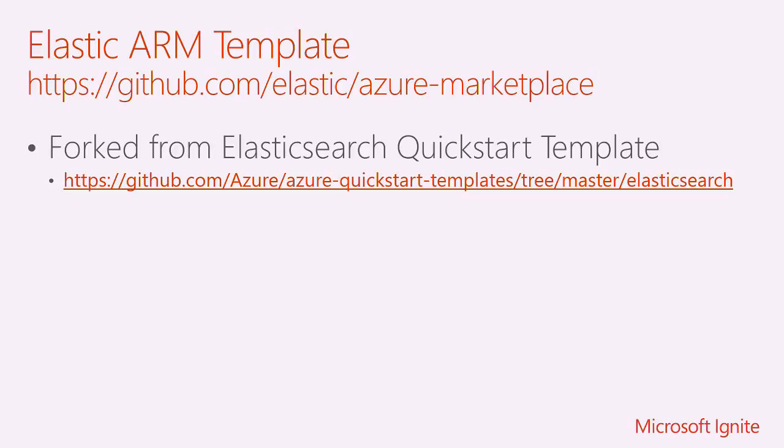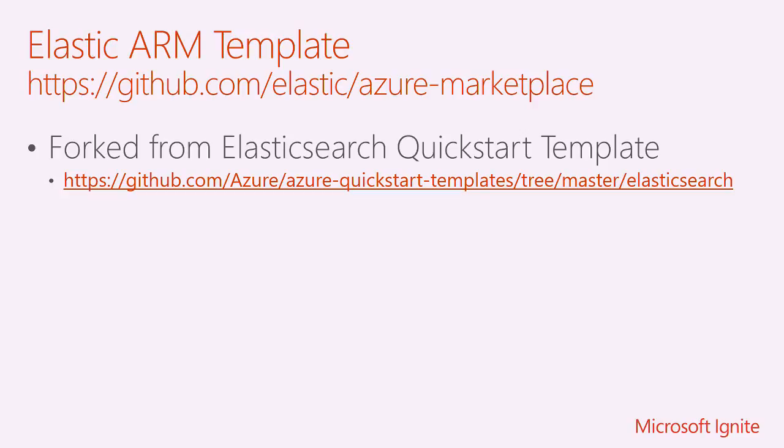So that brings me on to the ARM template. So that was a brief overview of Elasticsearch. So what is the ARM template? ARM templates are basically just a JSON resource to allow you to deploy some resources to Azure.